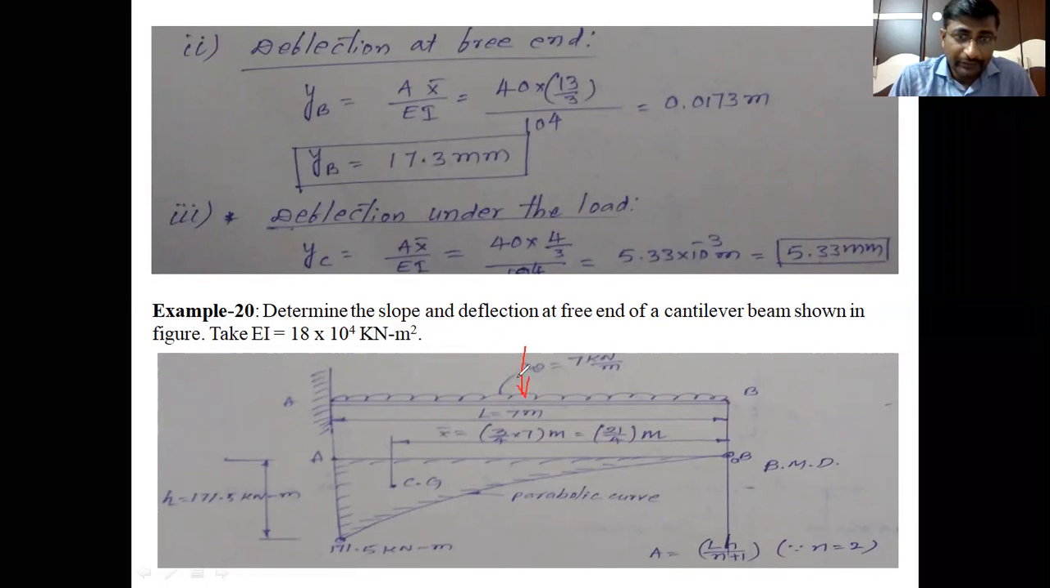So 49 into its perpendicular distance from the fixed end. 49 into 3.5, since half of the length of the beam is 3.5. That gives 171.5 kilonewton meter. So the bending moment at point A is 171.5 kilonewton meter, which is a clockwise moment. That's why it is negative, a negative bending moment.